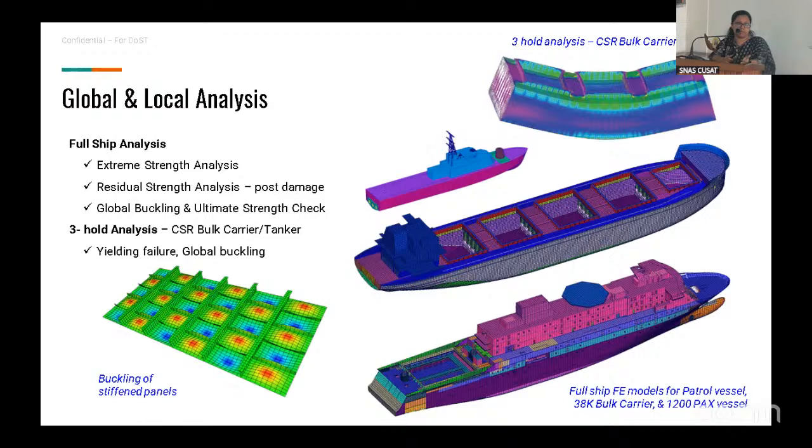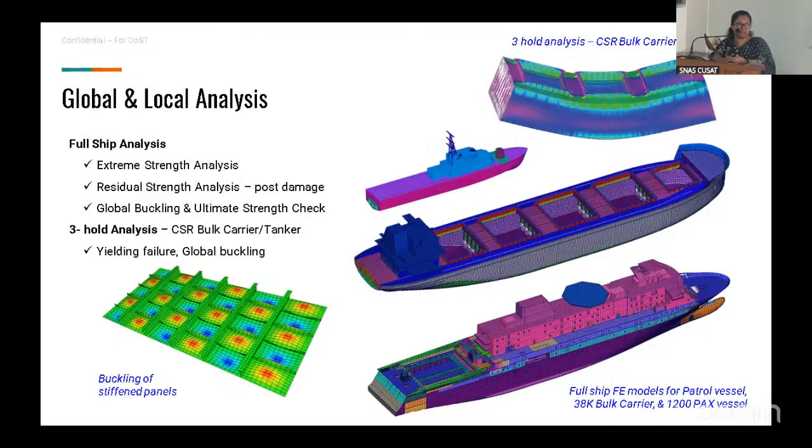So in extreme strength analysis, we load the vessel for the dominant load cases, along with the accelerations, and the wave effects are also included. And then we check for the yield criteria, buckling criteria, buckling for stiffened panels, non-stiffened panels, or roll panels, all those can be carried out. There are tools like DNV Pulse.